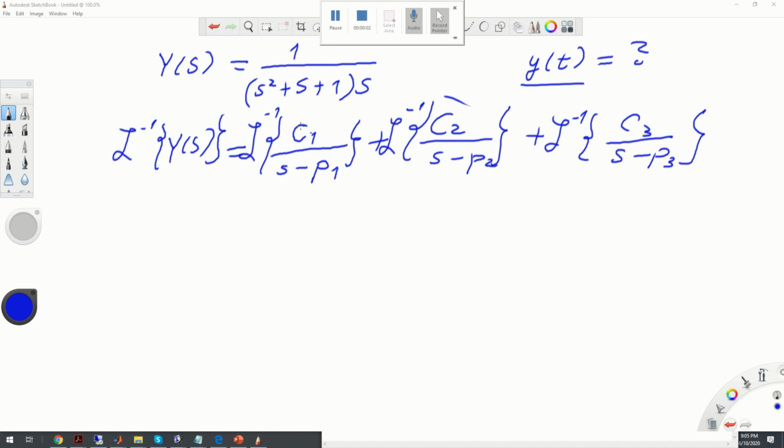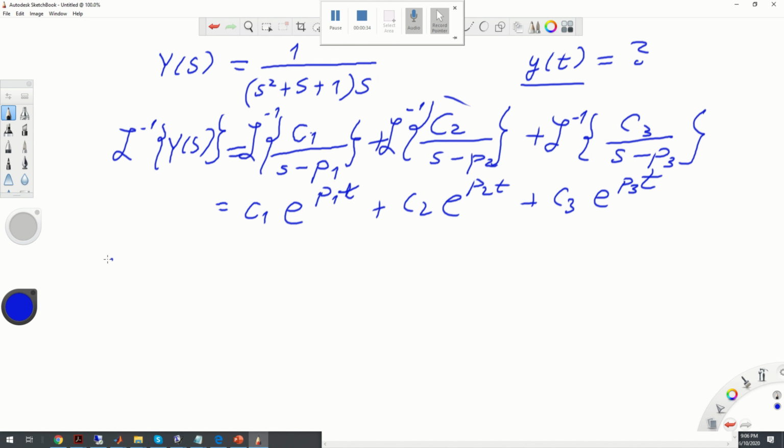So basically, if we compute the inverse transform of this first expression, we'll obtain something like c1 e to the power p1 times t, plus c2 e to the power p2 times t, plus c3 e to the power of the third pole multiplying time. Now, what is the problem with this derivation? The problem is that basically the poles are complex.